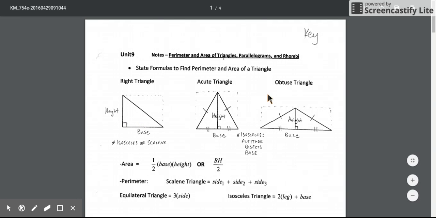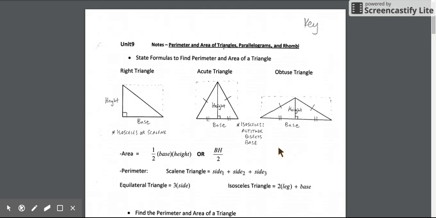The acute and obtuse triangles are going to be tricky in that you're going to sometimes have to draw a height, also known as the altitude of the triangle, and you're going to make sure that it's perpendicular to the base. So you end up creating a right triangle. There's actually two of them. Doesn't matter which one you use. And you're going to use your right triangle methods to help you solve for some unknown measure that will help you finish off this formula. So we'll do that in our examples.